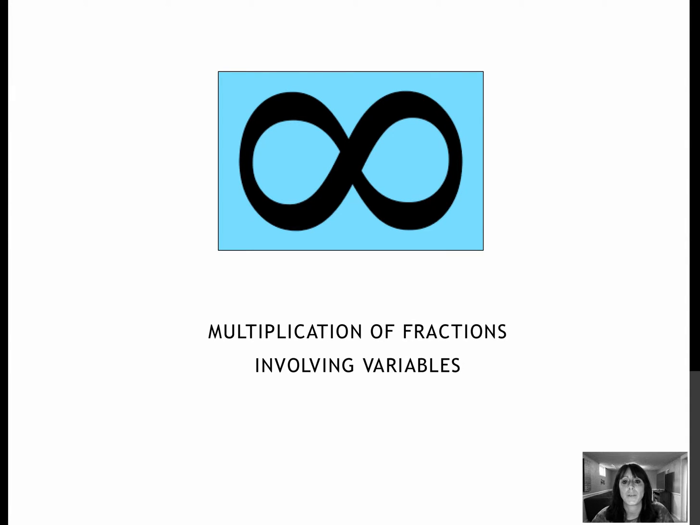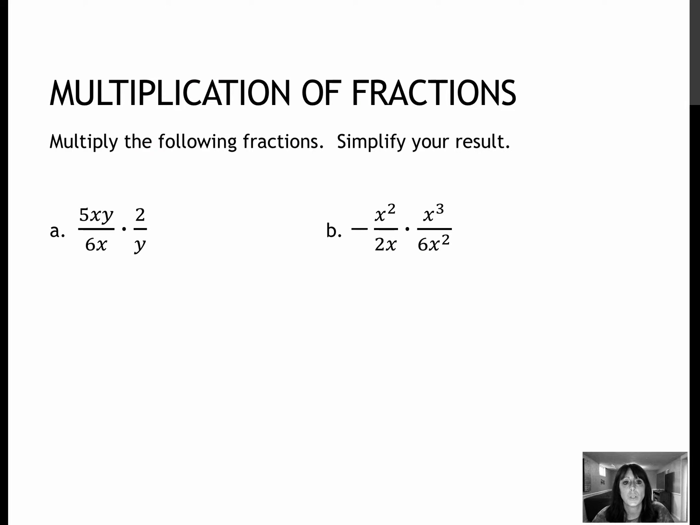Often when we are multiplying fractions, those fractions also involve variables. So we're going to do everything the same way. Again, I'm going to choose to reduce first before I multiply. So on my first example, I'm going to reduce anything that I can on top and on bottom.